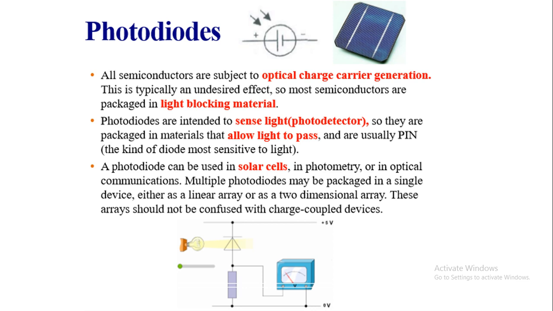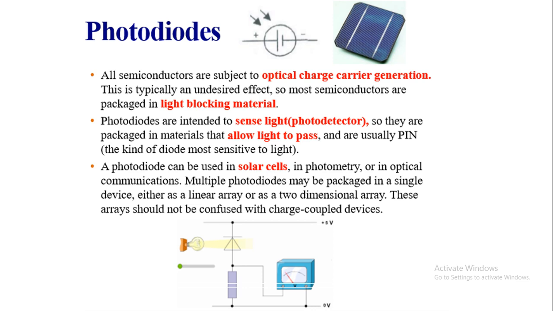Photodiodes are intended to sense light as photodetectors, so they are packaged in materials that allow light to pass. A photodiode can be used in solar cells, in photometry, or in optical communications. Multiple photodiodes may be packaged in a single device, either as a linear array or as a two-dimensional array. These arrays should not be confused with charge coupled devices.